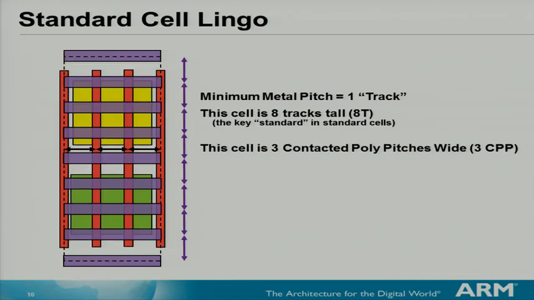And each metal pitch, in minimum metal pitch, is called a track. So this cell is 8 tracks tall and 3 poly pitches wide. Now the main thing to remember here, the other constraint, is that the height of the standard cell remains constant for a given track library. So if you say I have an 8-track standard cell library, all the cells in the library will have exactly the same height, limited to 8 tracks. So you won't change the height. And you can go for a different height metal track library as well.